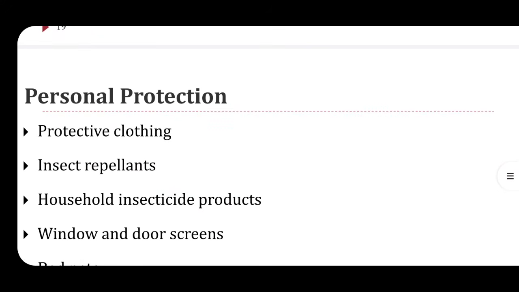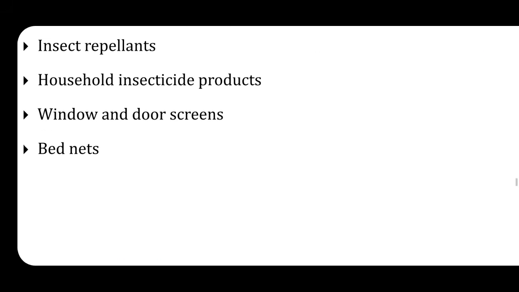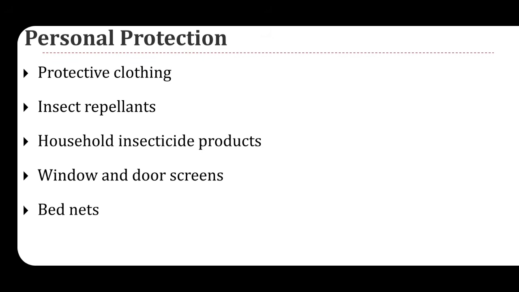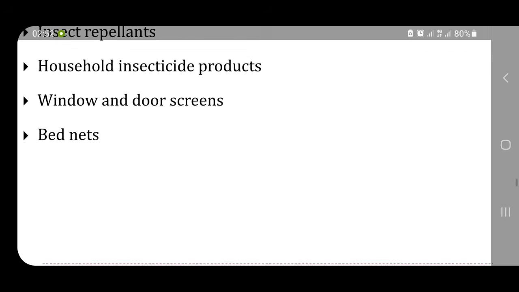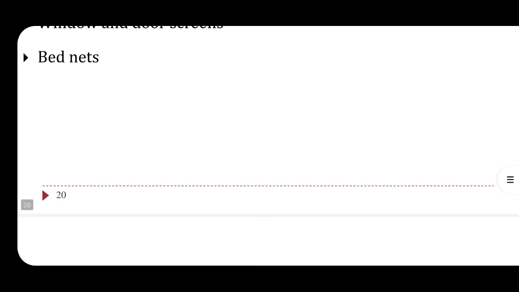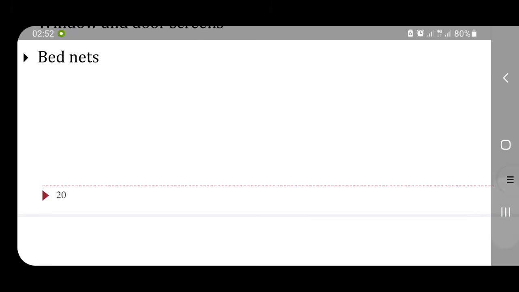As personal protection to prevent infection with malaria, you can use protective clothing, insect repellent, household insecticide products, and window and door screens. Bed nets are highly recommended to prevent malaria. This is today's topic. Thank you.